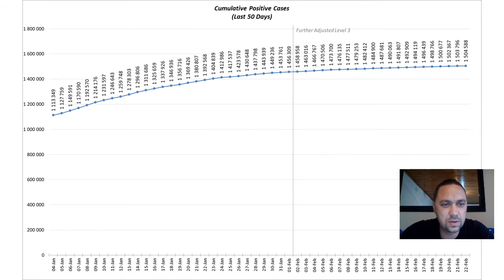So this is the cumulative positive cases. So every day, this is the total for every day. And this view gives you the infection curve. So we can see that it is flattening. It's not increasing as fast as it was 50 days ago.